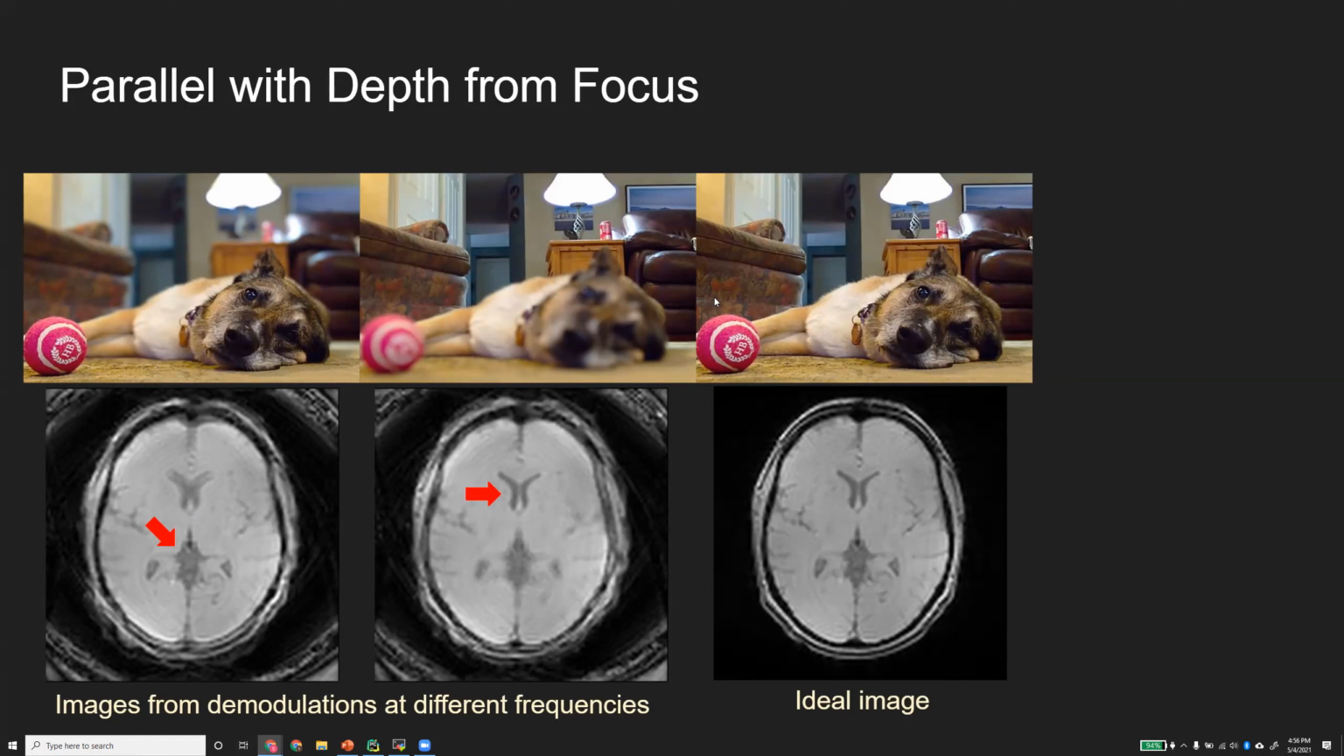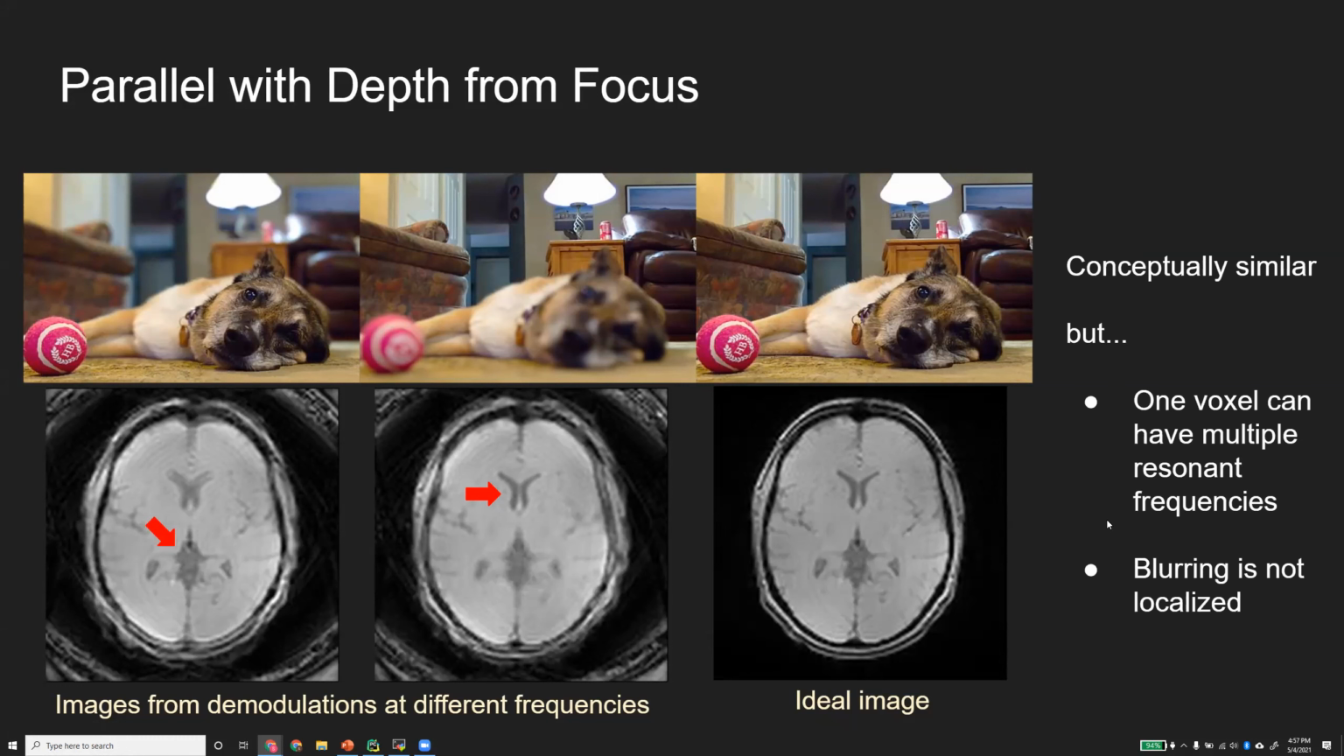So in MRI, these focal depths have a parallel to different demodulation frequencies, where if this area of the image is at a certain resonance frequency and you demodulate at the correct resonance frequency, you can see that area locally comes into focus. Similarly, at a different demodulation frequency, a different area would come into focus, but the other parts would be blurry. And ideally, we'd want an image where everything is in focus and everything is clear.